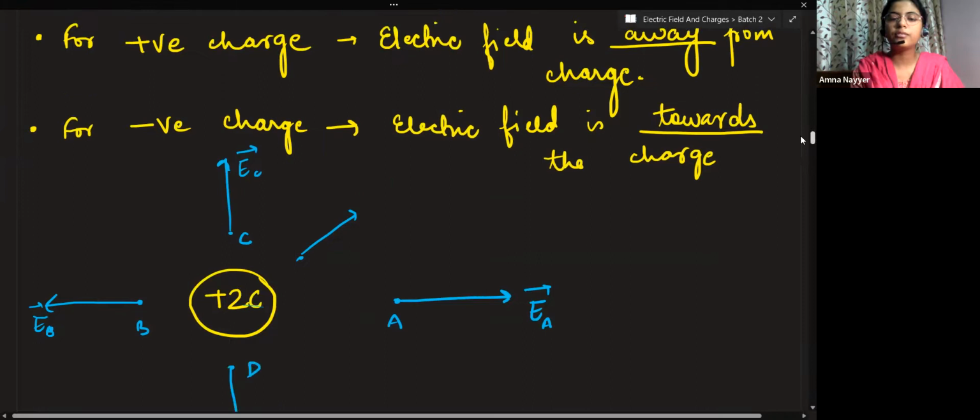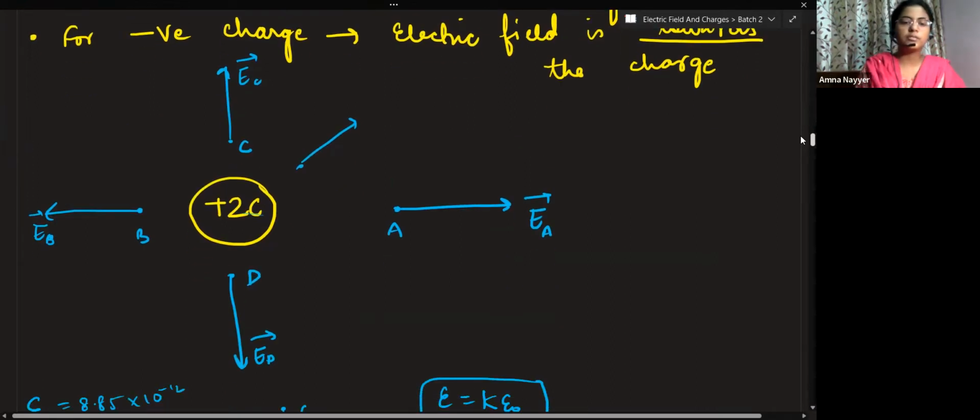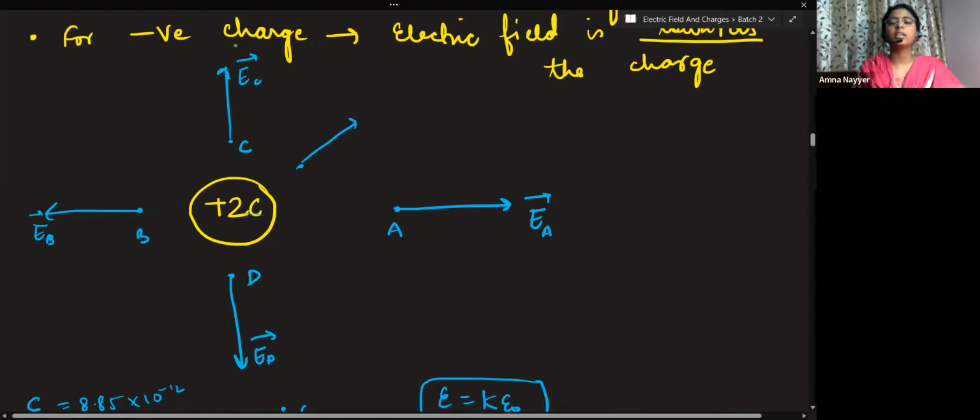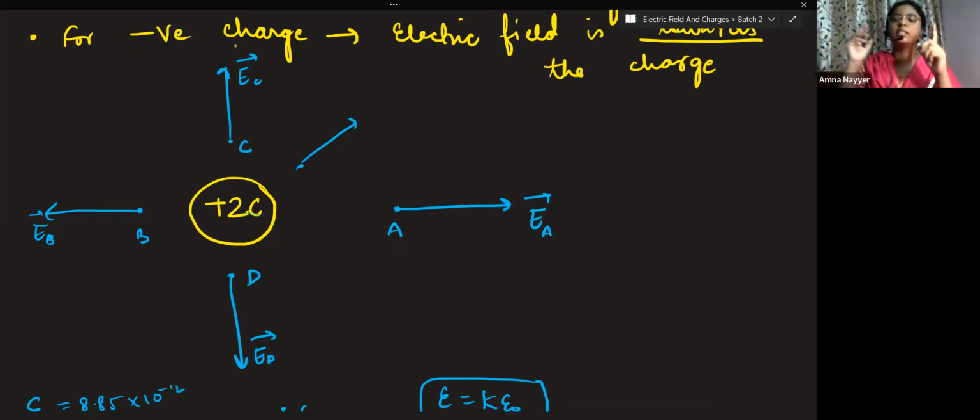So if this was your positive charge, the electric field is directed away from it. If I take a point over here, the electric field will move away. If I take any point, the electric field will be directed away. So wherever the points are given, just take the point and move away from the charge. That will give you the direction of the electric field.